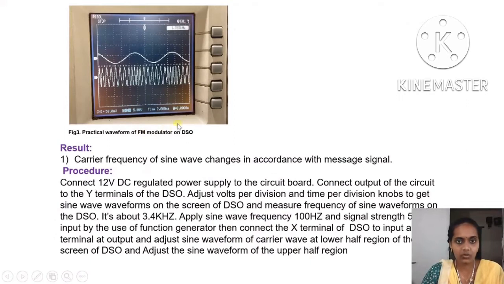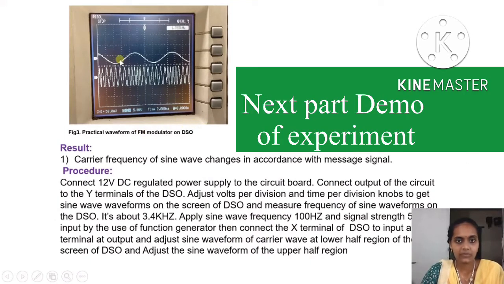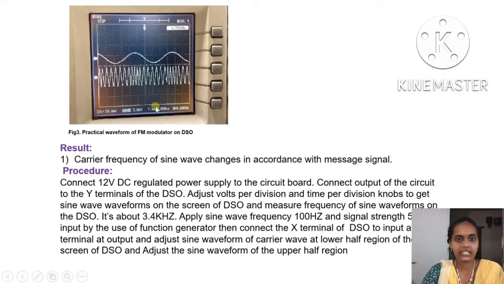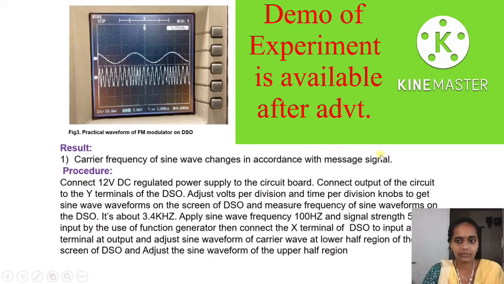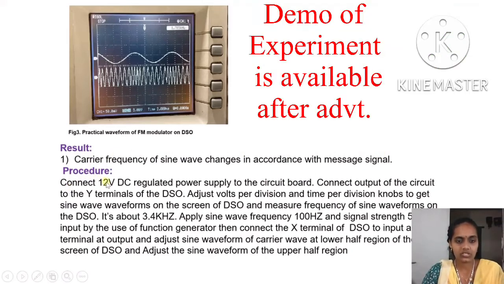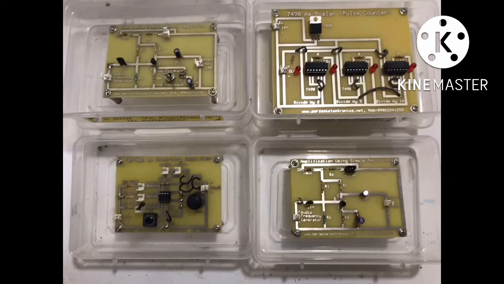This is how we can see the message signal, the carrier and the frequency modulated carrier wave on the CRO. Result: the carrier frequency of the sine wave changes in accordance with the message signal. You can perform this experiment according to the procedure as given here. Now let us see the demo of this experiment.